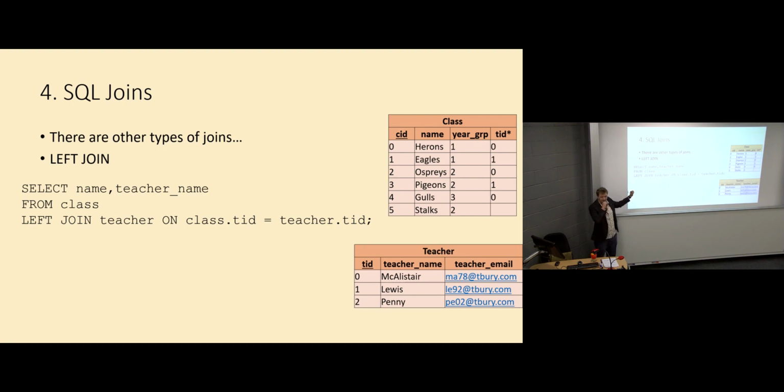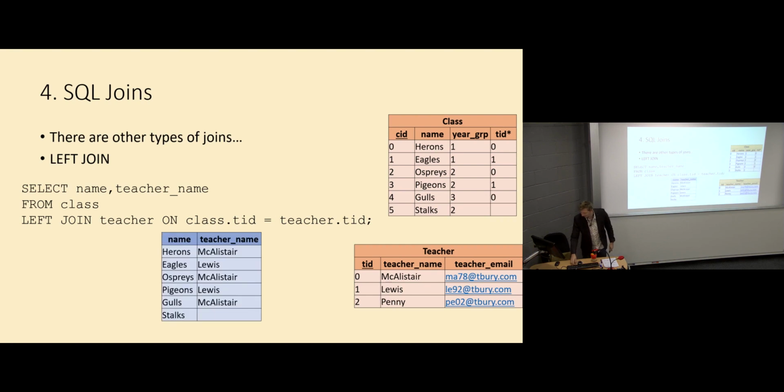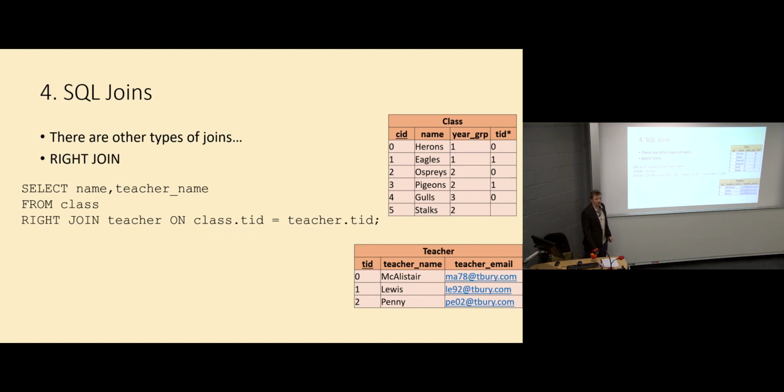Yep. Back everything on the left, regardless of if there's a match or not. Good. Anyone disagree? So the answer was anything on the left, regardless as to whether it has something on the right. Got some nodding there. Perfect. So it retrieves everything on the left, which in this case is the class, regardless of whether they have a teacher name. But if they do have an allocated teacher, it also retrieves that. Okay? We can do the same with a right join.